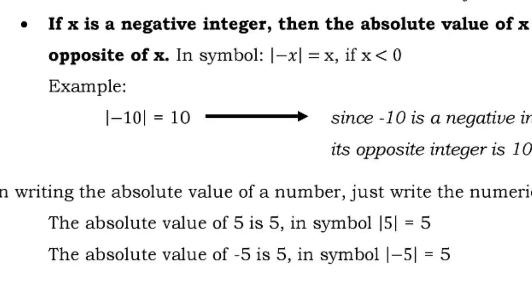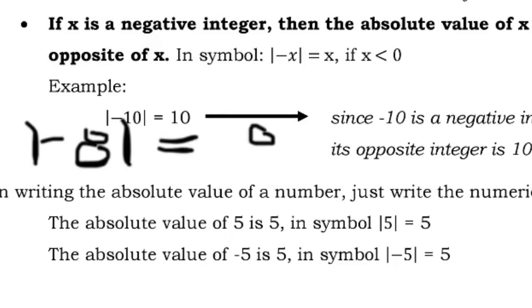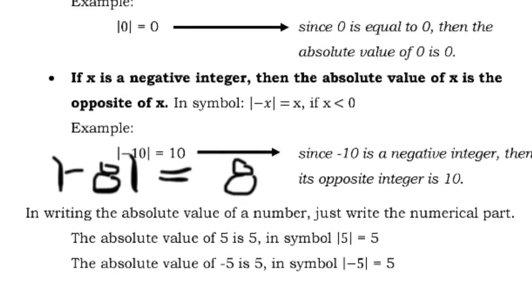Another example is if we're going to have absolute value of negative 8, then this will be equal to its opposite, or the positive value of negative 8, which is 8. Then in writing the absolute value of a number, just write the numerical part. So the absolute value of 5 is 5. In symbol, absolute value of 5 is equal to 5. Then the absolute value of negative 5 is 5. In symbol, absolute value of negative 5 equals 5.